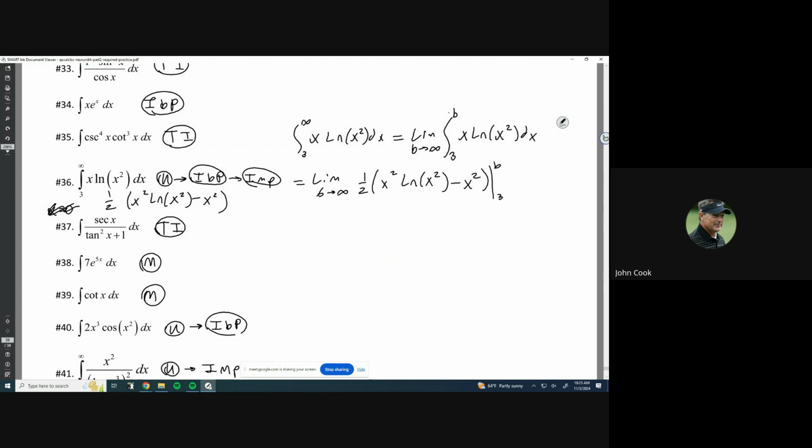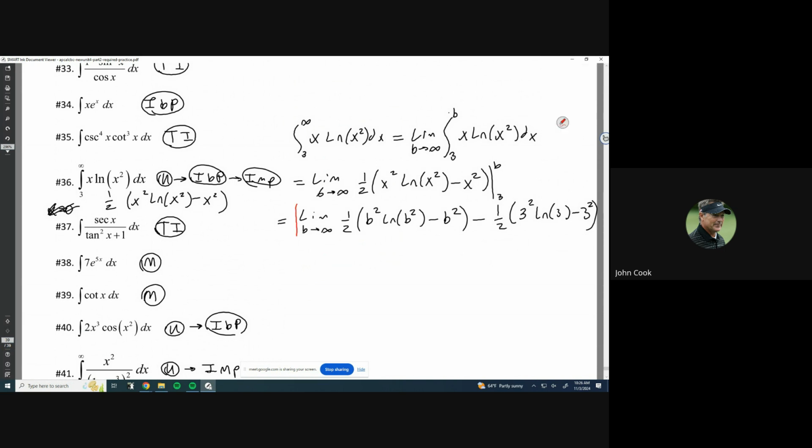So if I plug in b, I get limit as b goes to infinity of 1/2 parentheses b squared natural log of b squared minus b squared. And then minus, and then if I plug in the 3's, I get 1/2 times 3 squared natural log of 3 squared minus 3 squared. Okay, now if I start to do my limit, this thing absolutely explodes.